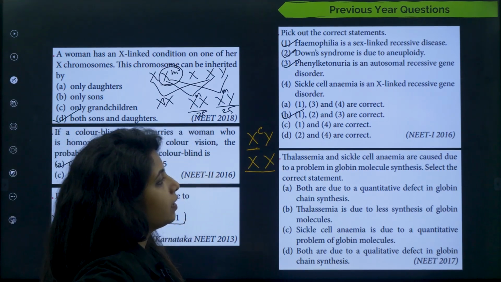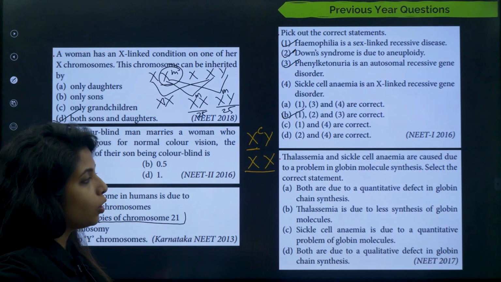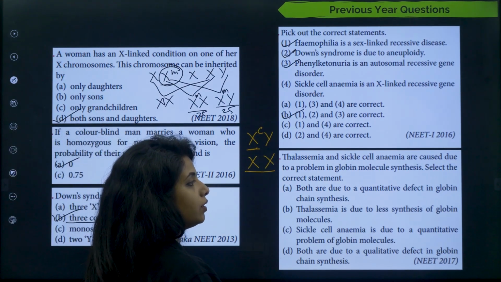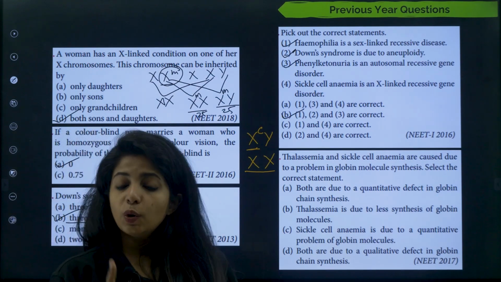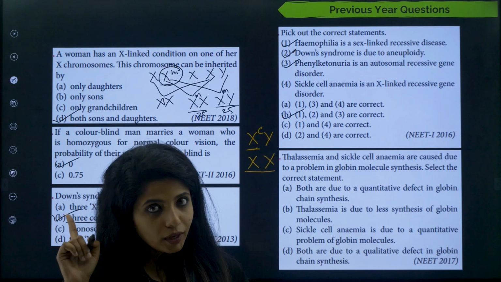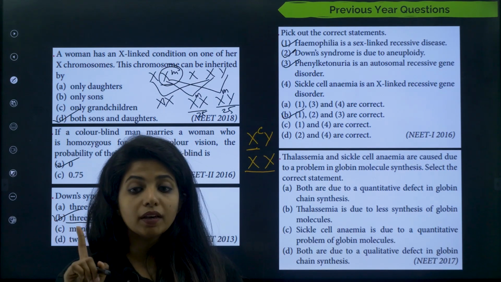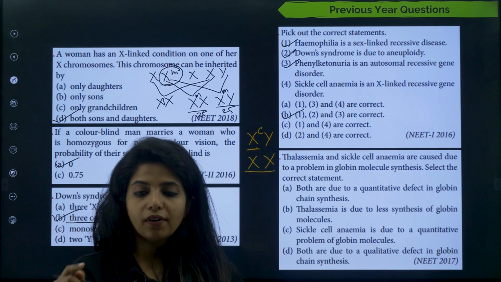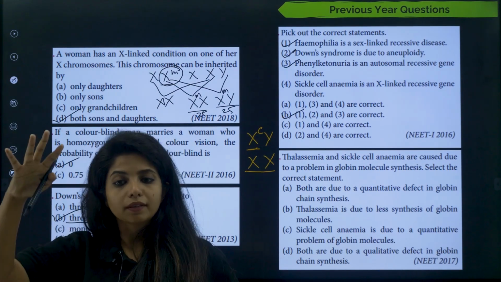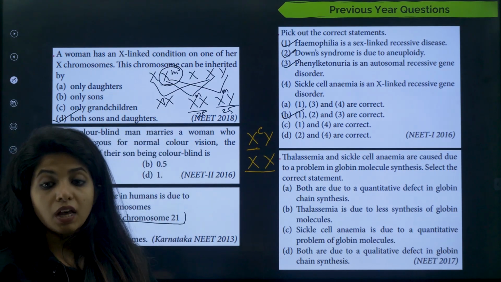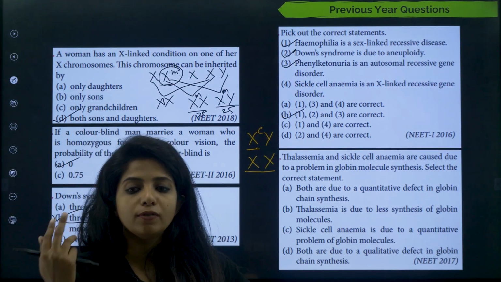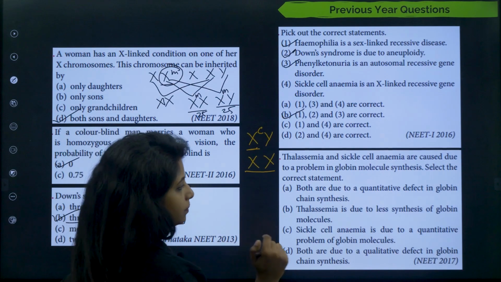Thalassemia and sickle cell anemia are caused due to a problem in the globin molecule synthesis. Agree? Yes. Select the correct statement. Both are due to quantitative defect in globin chain synthesis. No. One is due to quantitative defect, other is qualitative defect. Thalassemia is quantitative, where there are 4 genes or probably 2 genes. If one of them or probably 4 of them gets decreased, the amount of hemoglobin chain is reduced. Whereas the other one, sickle cell anemia, is qualitative, where the beta globin chain is abnormal. It is messing up with the quality.